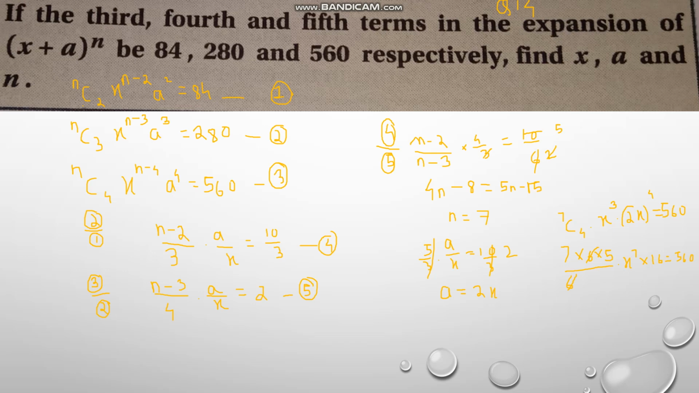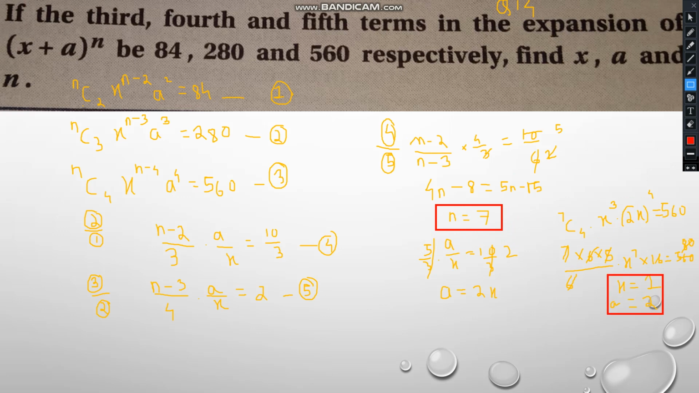Now let's cancel this 7 with this 560 to get 80. Now this 5 and 16 means 80, so this 80 also cancels with this, so x will remain to be 1. X is equals to 1, so a is equals to 2. So everything is solved. I am just pointing out the solutions. Here we got n is equals to 7. Here we got x equals to 1 and a is equals to 2. These are the answers.